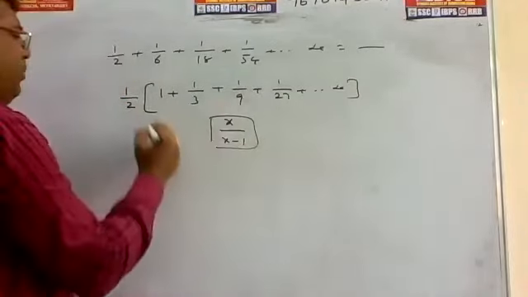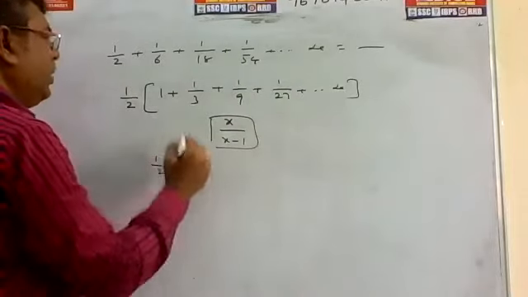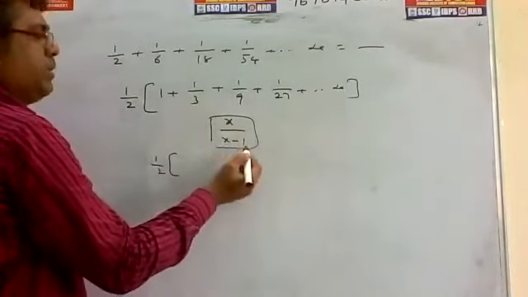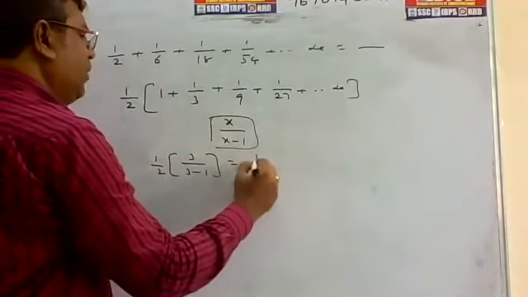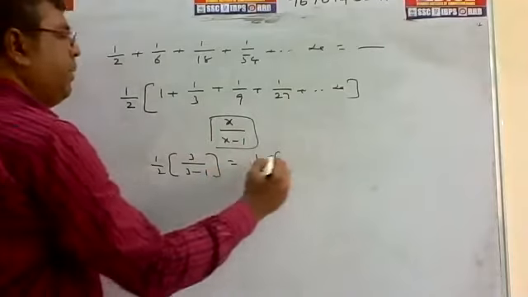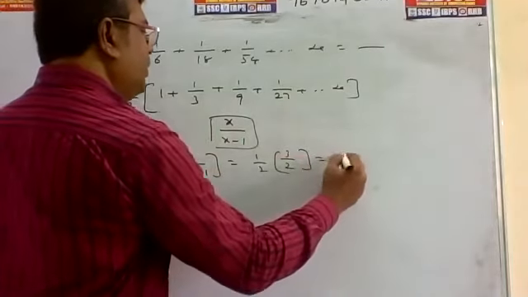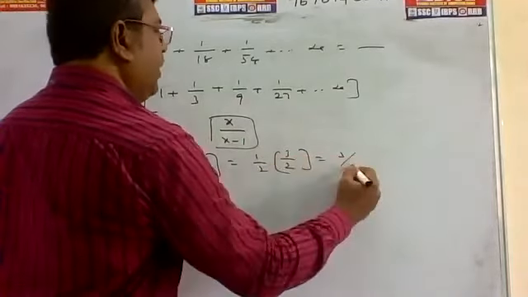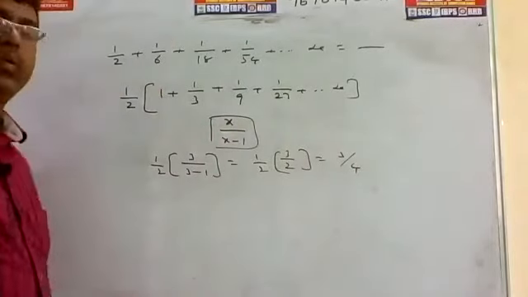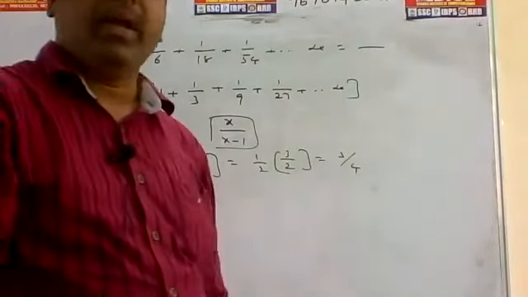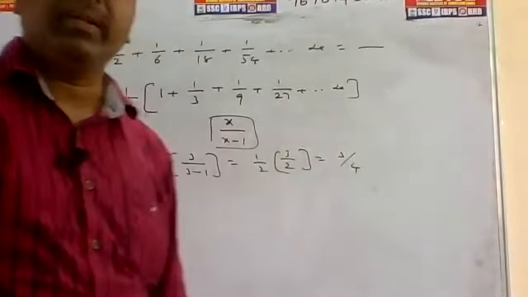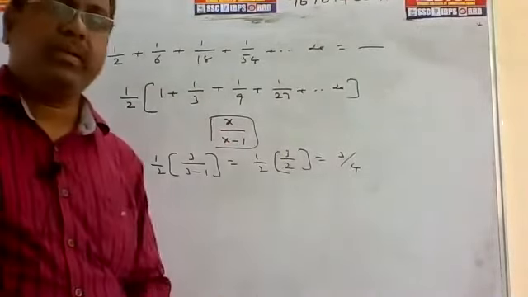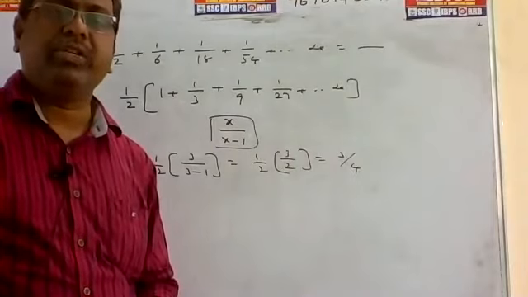For this total bracket, outside 1 by 2 is there, and the formula is x by x minus 1. X means 3, so 3 by 3 minus 1. This is equal to 1 by 2 into 3 by 2, which is 3 by 4. So the answer is 3 by 4. 3 by 4 is the right answer. Very good answer.